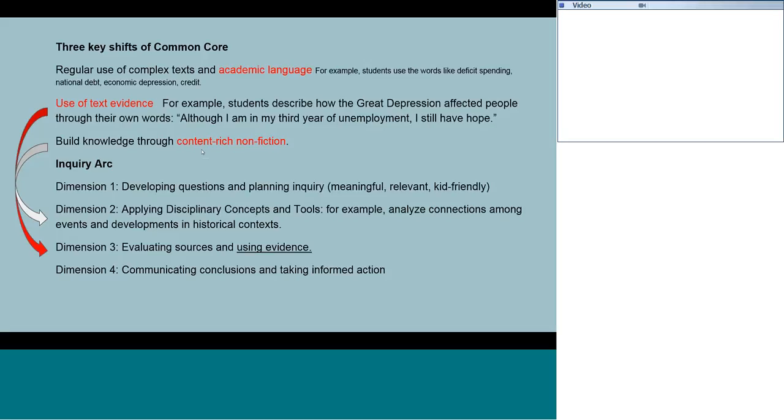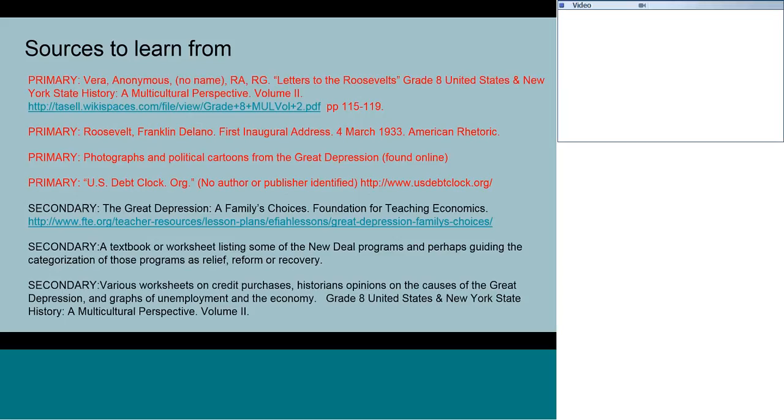Applying disciplinary tools and concepts is to analyze the connections among events and developments in historical contexts. Evaluating sources and using evidence, of course, connects back to the Common Core. And finally, communicating conclusions and taking informed action also connects to the Common Core with argument writing and informational writing. Next slide, please.